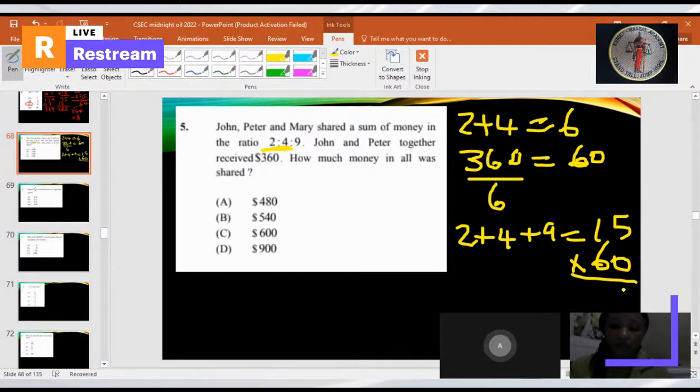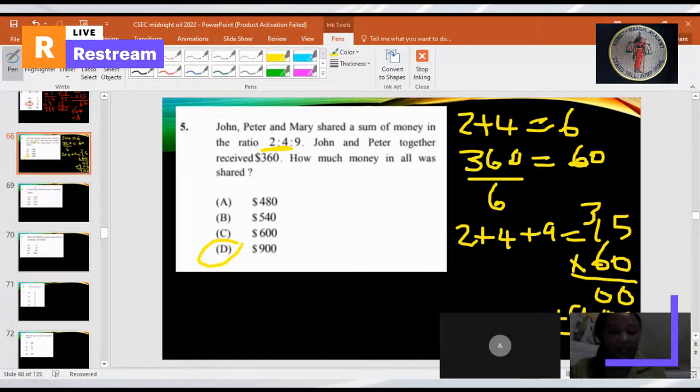0 times 5 is 0. 0 times 1 is 0. And you add a 0. 6 times 5 is 30. Leave the 0 and put the 3. 6 times 1 is 6, plus 3 is 9. 0 plus 0 is 0. 0 plus 0 is 0. And 9. So that is D.